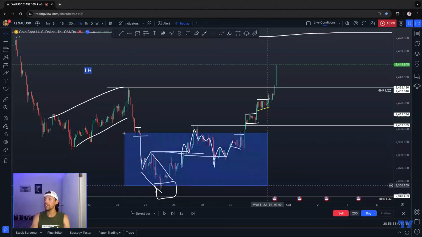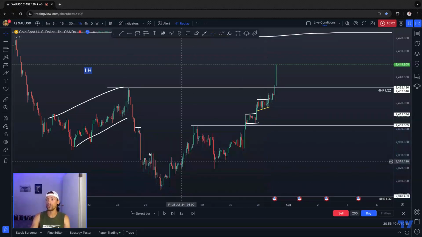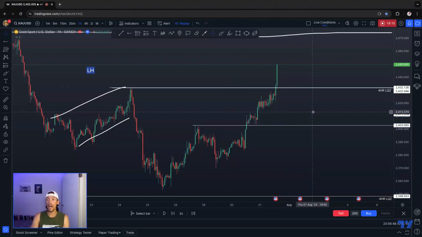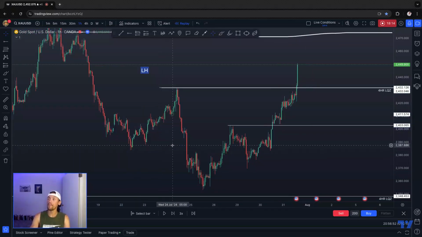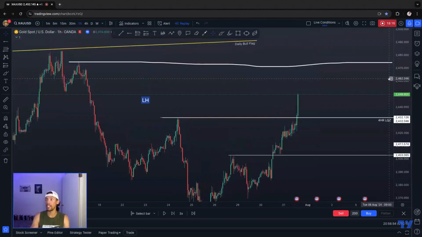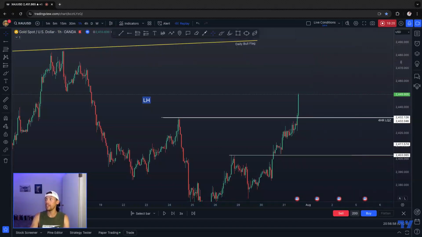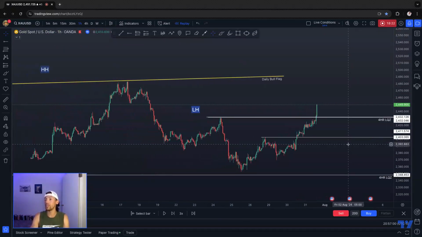And I wouldn't have even capitalized on all 300 of those pips because I had a take profit in, which I gladly set my take profit in. But I wouldn't have even capitalized on all 300 of those points. I had a take profit set 126 points. But either way, that's just the way the market is.